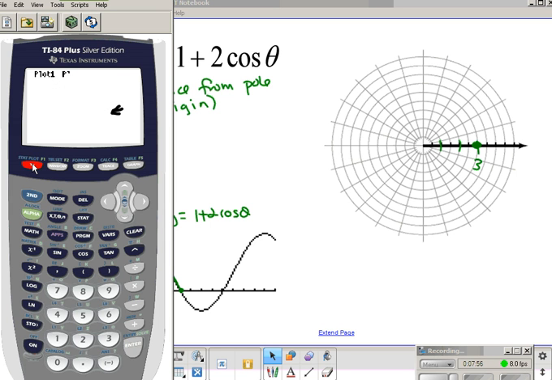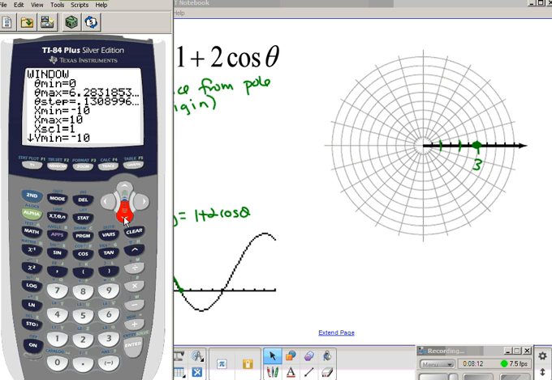It's kind of fun. So then I'm going to come up here and delete this, and type in my function, 1 plus 2 cosine theta. I want to look at my window. I am in degree mode, so the first two things are my theta min and theta max. I don't want to go to 2 pi because I'm not in radians. I want to go to 360 degrees. Hopefully that'll give me a whole cycle.